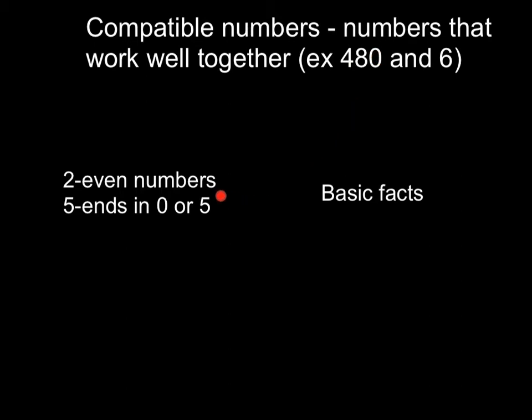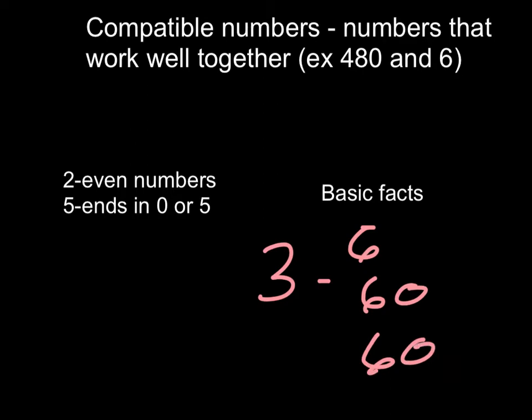So, some clues: 2 is going to be compatible with any even number, 5 is going to be compatible with any other number that ends in 0 or 5, and then all your basic facts. So, for example, 3 would be compatible with 6, it would be compatible with 60, it would be compatible with 600, because it's going to go into 6 no matter what.